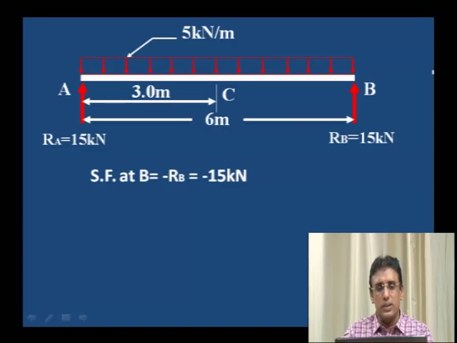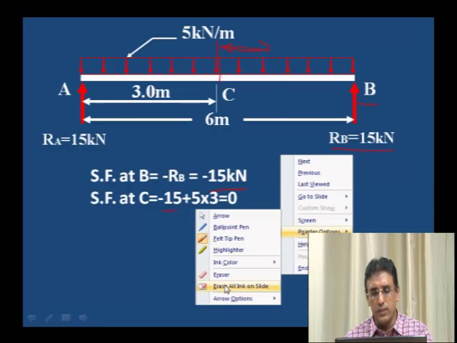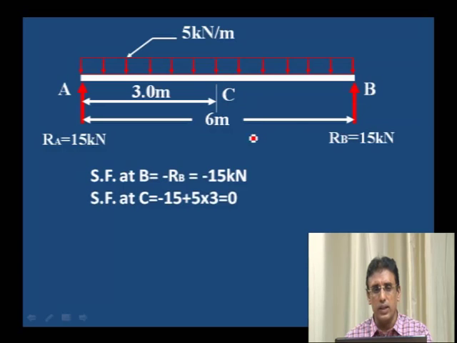To calculate the shear force, as I explained, shear force at B is equal to the RB value, minus 15 kilonewton. Shear force at C is minus 15, the previous value, plus whatever load is acting on the right side of the C, which we have to consider. The right side of the C is half of the load, that is 5 kilonewton per meter for a distance of 3 meter, 5 into 3, 15 kilonewton. We have to consider half the load only.